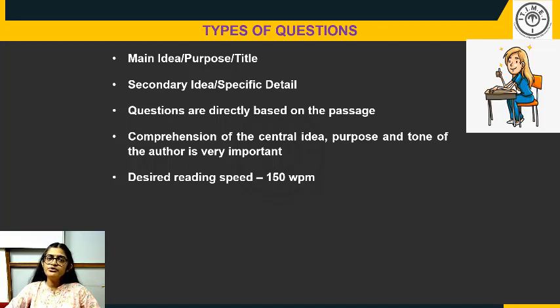Okay, how do you answer this question type? The central idea is not something which lies in a particular sentence. Okay, students ask me, can we find the central idea in the first para or the last para?